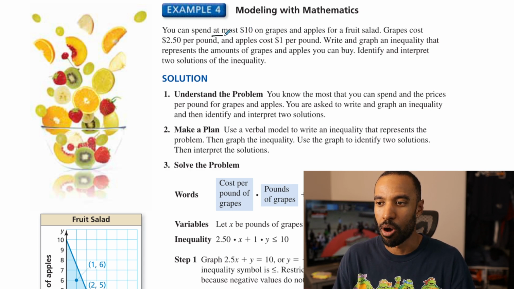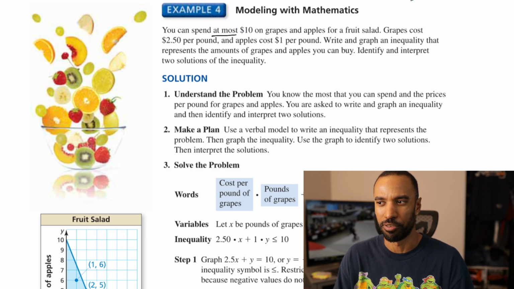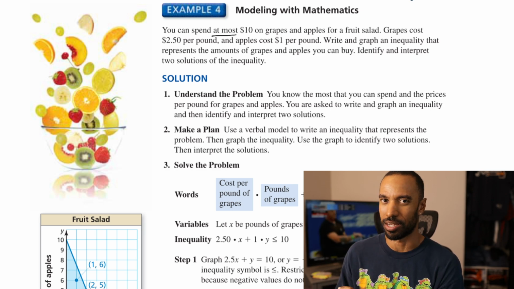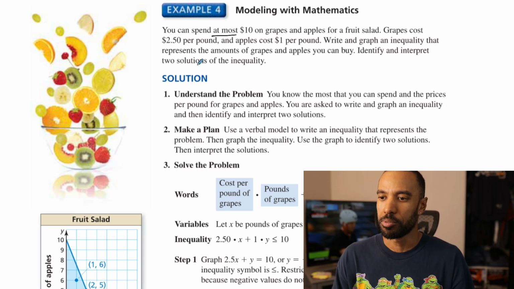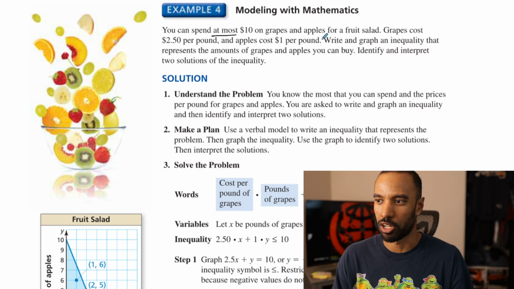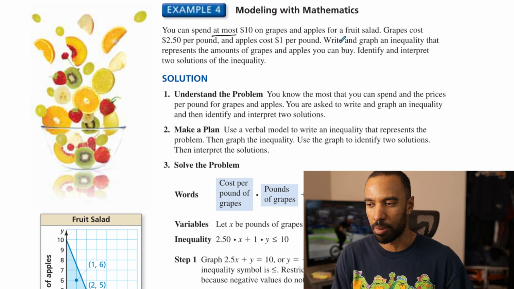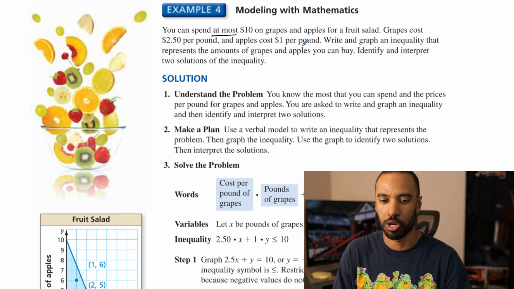You can spend at most $10 on grapes and apples for a fruit salad. See, you don't have to spend exactly $10. You can spend at most $10. I like that. Grapes cost $2.50 per pound and apples cost $1 per pound. Write and graph an inequality that represents the amount of grapes and apples you can buy. Identify and interpret two solutions.